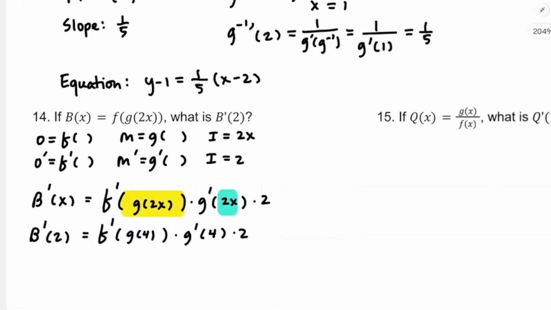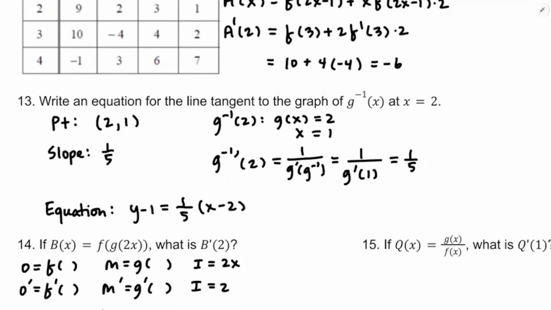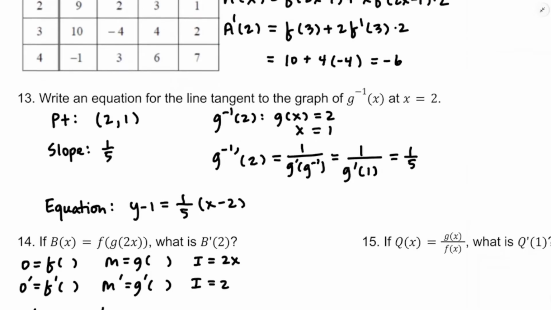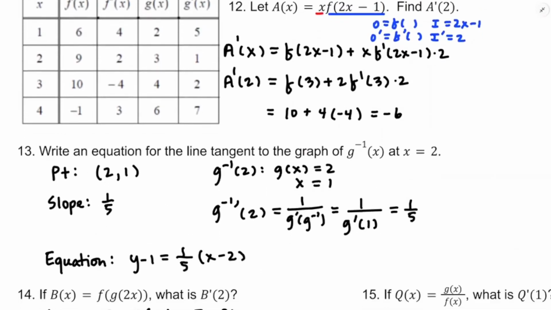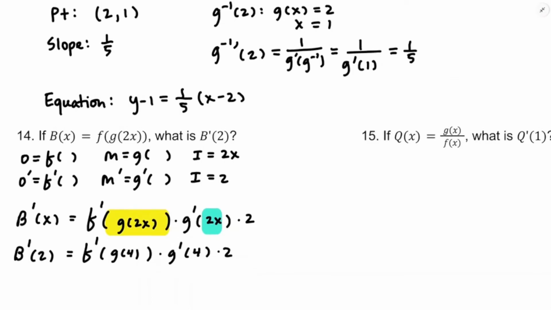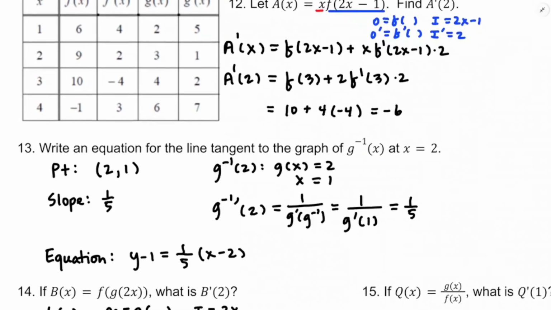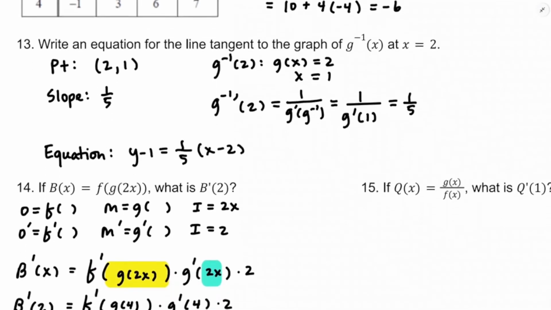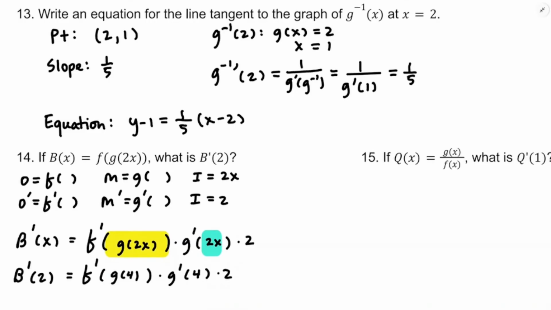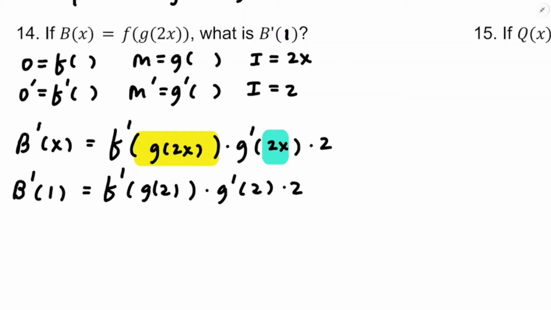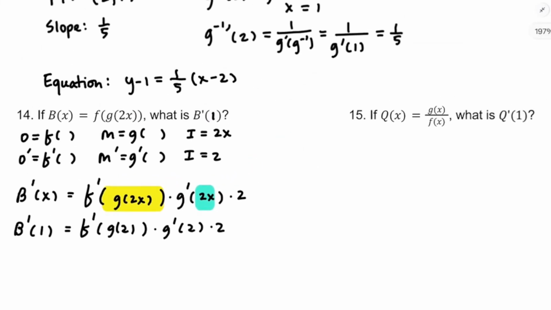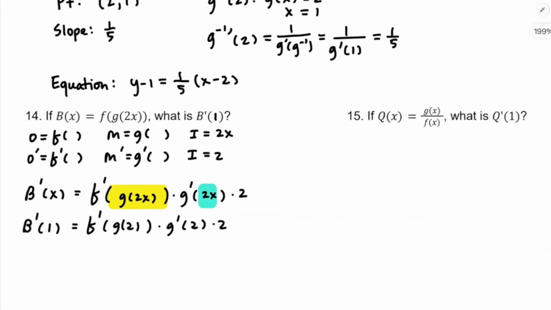Okay, now I'm going to need g of 4. g of 4 is 6. How am I supposed to get f prime of 6? Oh, goodness. Oh, no, I must have meant 1. All right, so, yeah, I don't think I actually meant 1. I just don't know if I thought this one all the way through or what I was thinking.